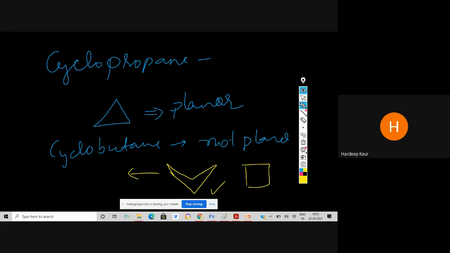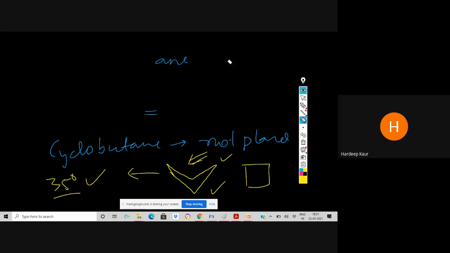Okay? So in this non-planar conformation, the strain that is due to eclipsing of hydrogen atoms is relieved. Because of this it exists in non-planar conformation, right? It exists in such a way that an angle of about 35 degrees is there between the planes. What is the angle between the two planes? 35 degrees.